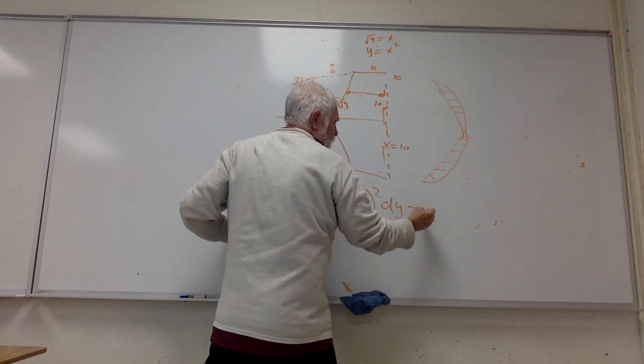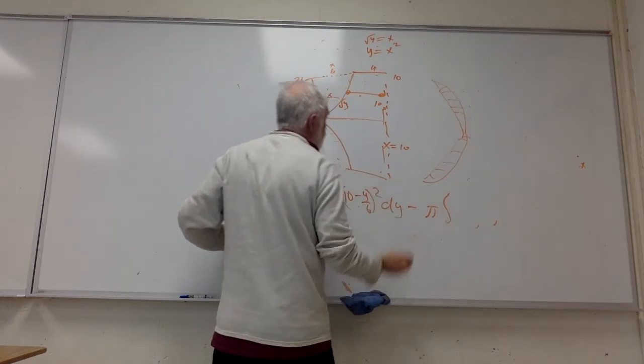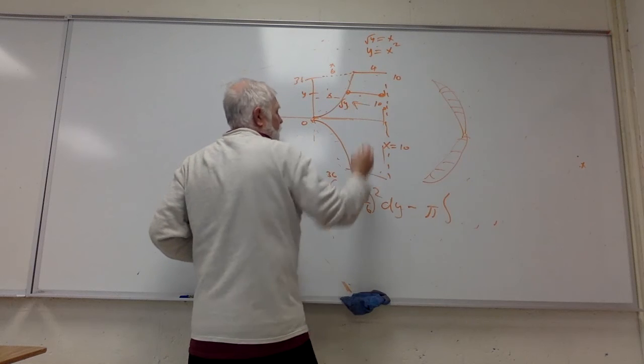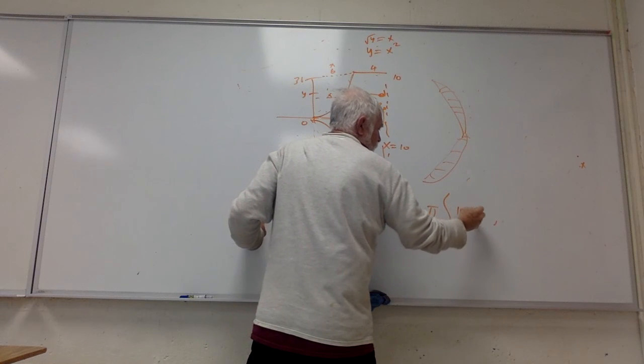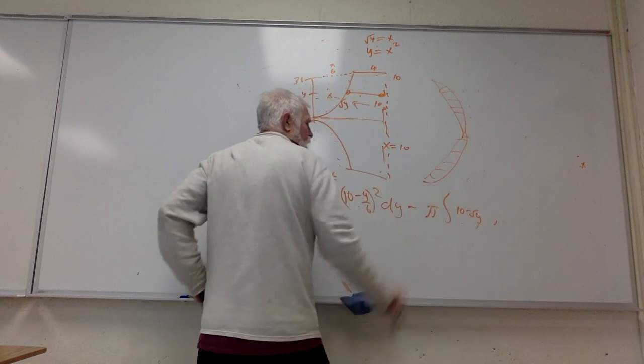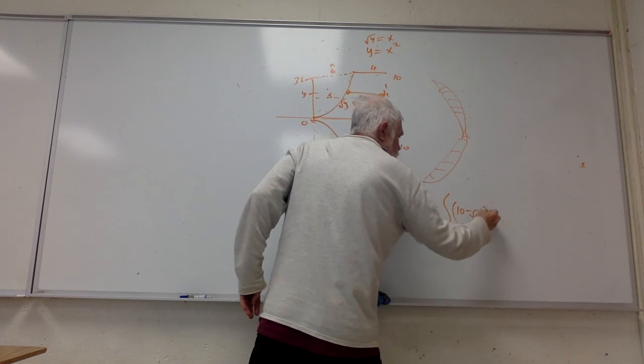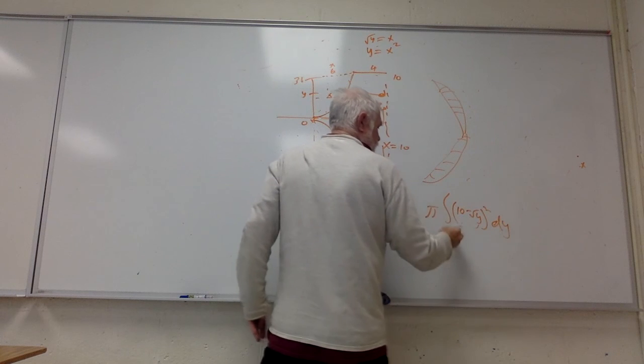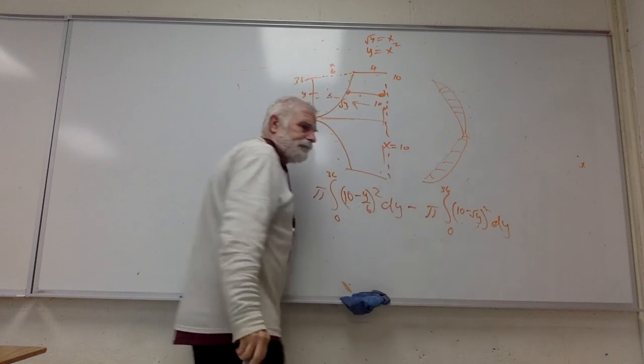I think it's minus. I think we got one of those pi r squareds. And I think from 10 to, I think that's 10 minus the square root of y. There's my r. Oh, I want pi r squared with a little bit of thickness from 0 to 36.